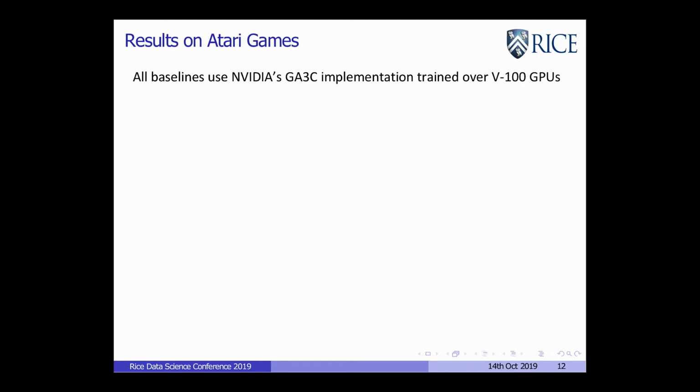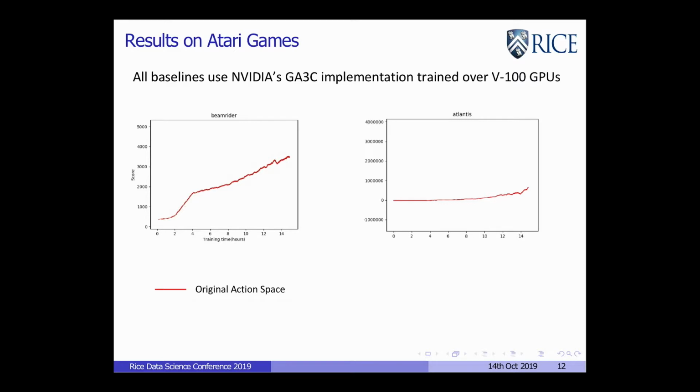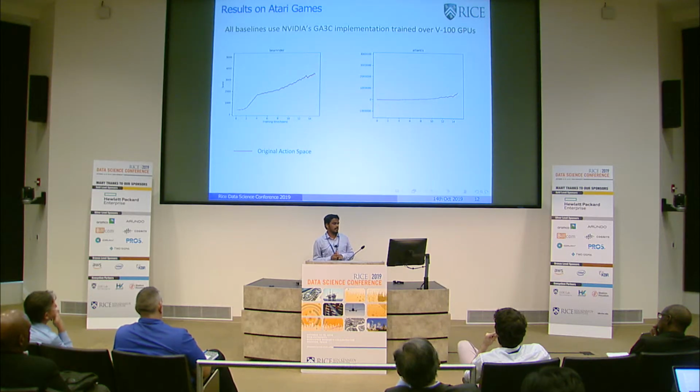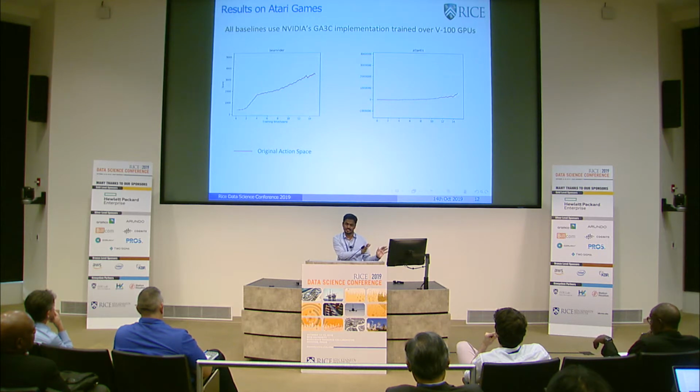So now let's look at some results on popular Atari games. We are going to show results for just 2 games, one is Beam Rider and the other is Atlantis. The x-axis is the training time in hours, and the y-axis is the respective rewards for the games. The first plot we are showing is the state-of-the-art GA3C algorithm from NVIDIA, and we trained it on V100 GPUs. So this is a standard action space. We are not messing with the action space at this point.